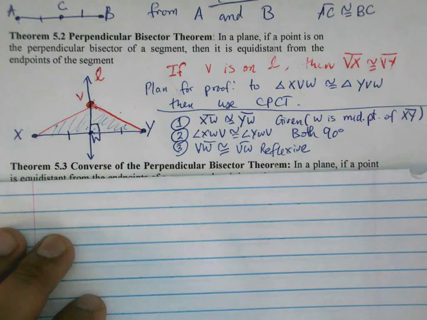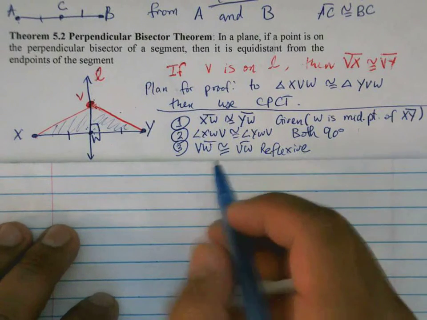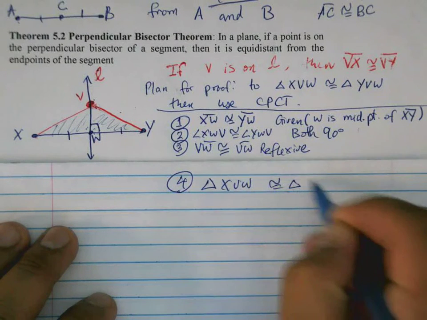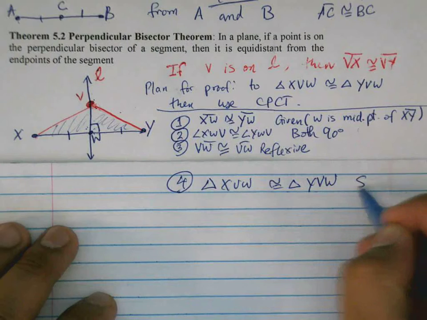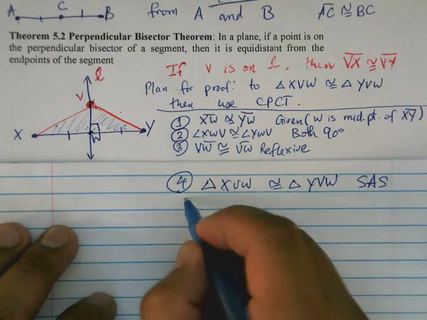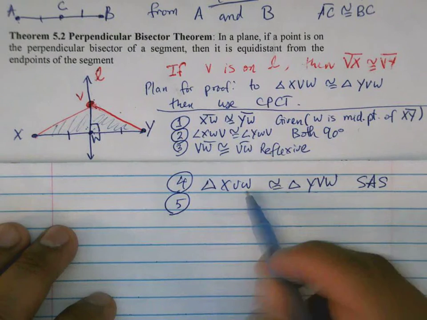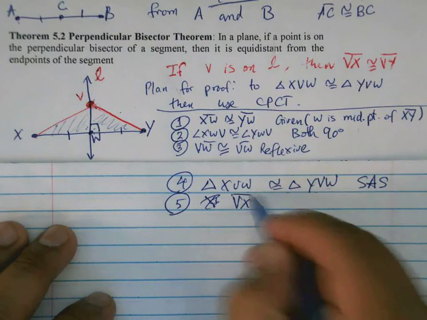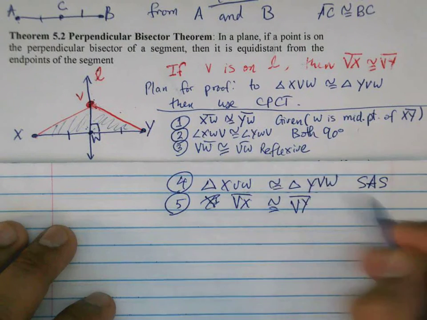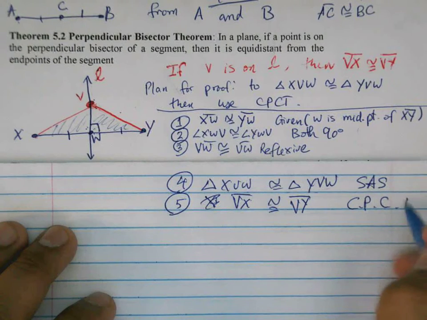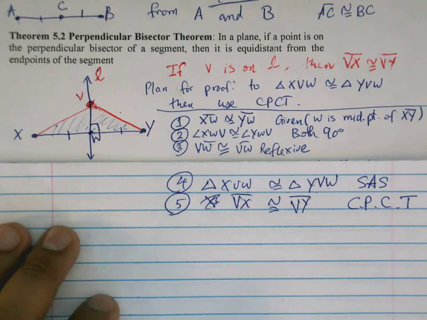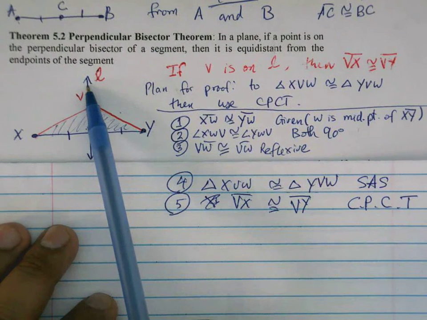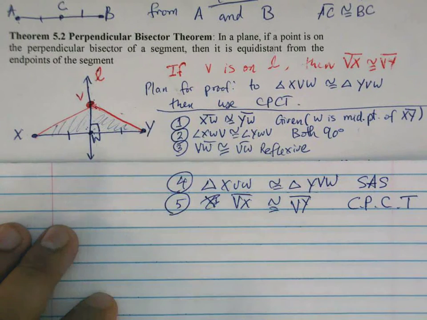Now I'm running a little bit out of room here, so I'm just going to continue writing on this paper. Step 4. Triangle XVW is congruent to triangle YVW by side, angle, side. And finally, because the two triangles are congruent, VX must be congruent to VY by corresponding parts of congruent triangles. And so there you have it. This is a nice little proof that shows whatever point you pick on this line, no matter where you place it, it must be the same distance to the endpoints of the original line segment.